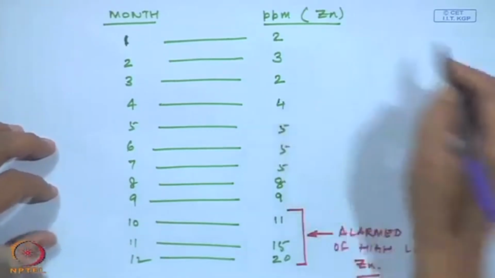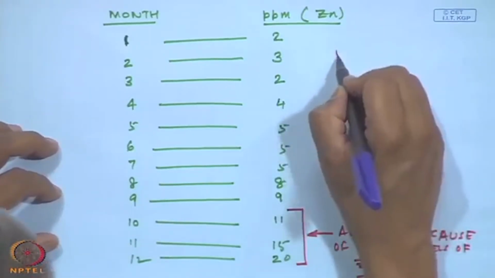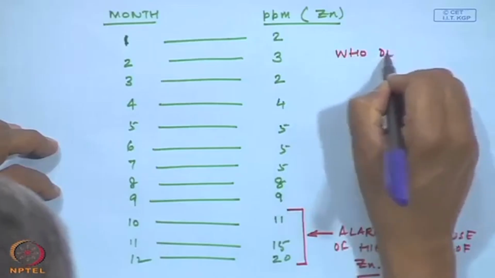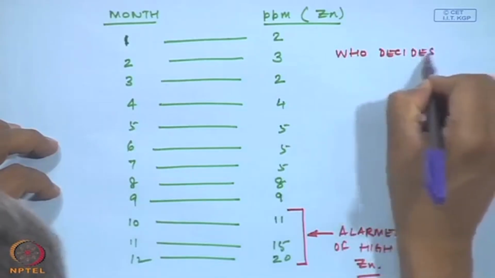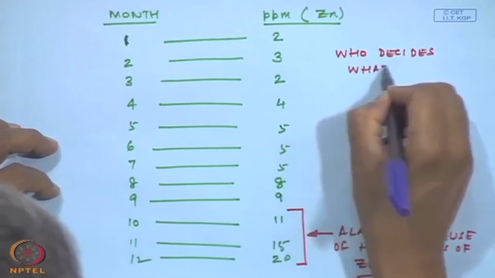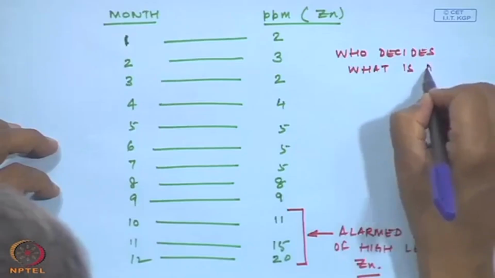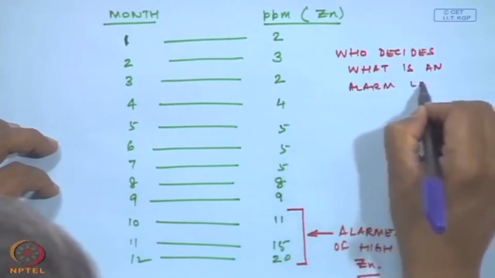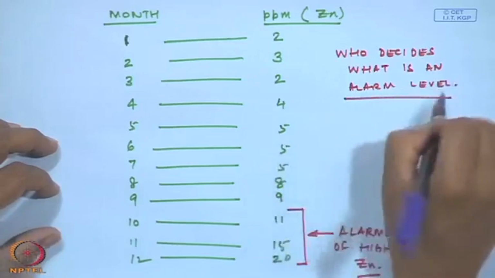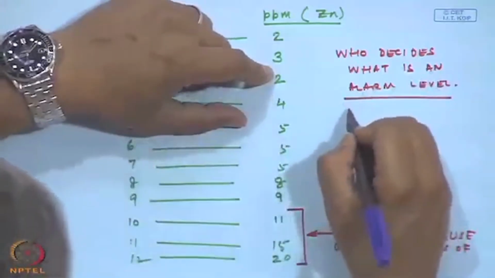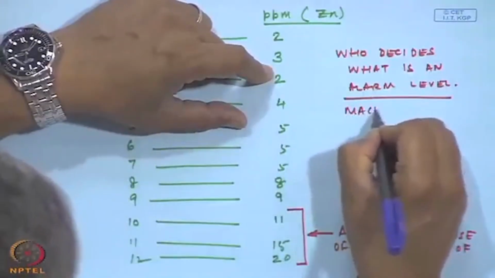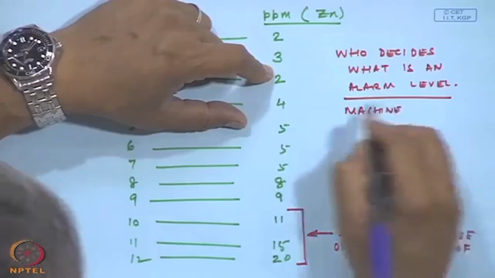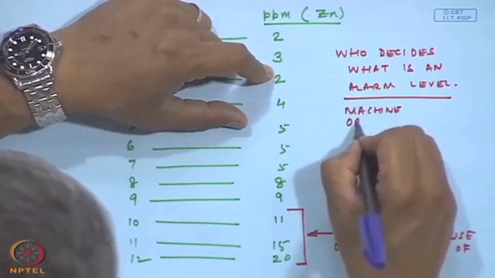Well, but then you may be wondering who decides what is an alarm level. Well, this depends on many things. This depends on the machine, of course. This depends on the operating parameters.